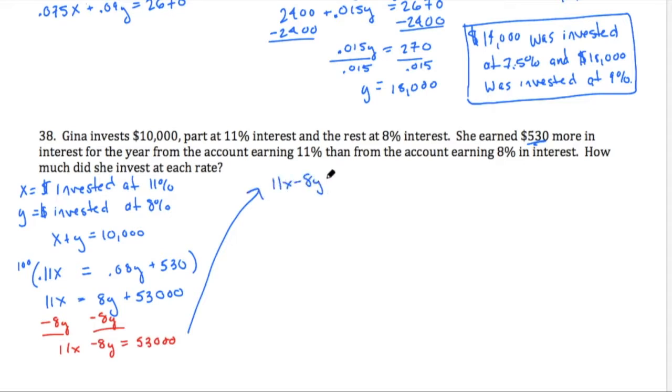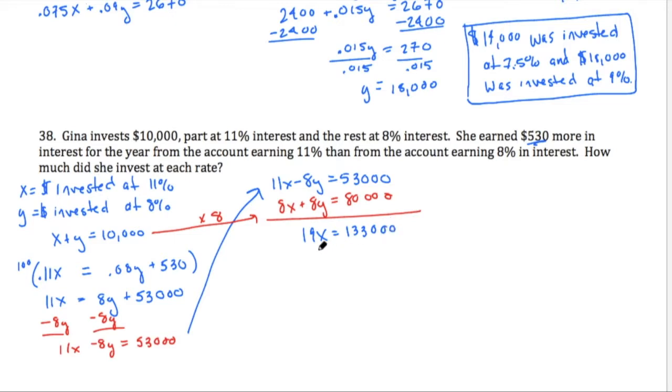Great. So I'm going to take that and put it up here at the top: 11x minus 8y is equal to 53,000. And I'm going to take our first equation and line it up underneath, but as I do so, I'm going to multiply by 8 to eliminate the y's. So that would give me 8x plus 8y equals 80,000. Great. Now my system is set up to eliminate the y's. If I add 11x and 8x, I get 19x. And if I add 53,000 and 80,000, I get 133,000. I'll divide both sides by 19, and x is 7,000.